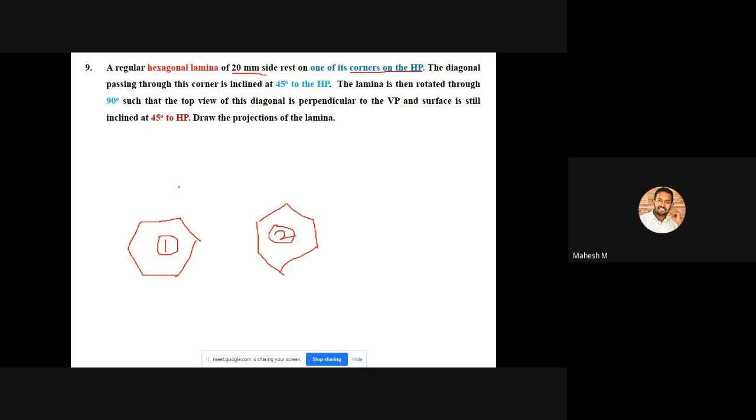Okay, so the left point should be a corner, because our problem is a corner on HP. And here we are having a side on the left side, so this one is not right for this problem. So this diagram is right. Also for this condition on the HP, the hexagonal plane should come below the reference line. So the front view should be a horizontal line.